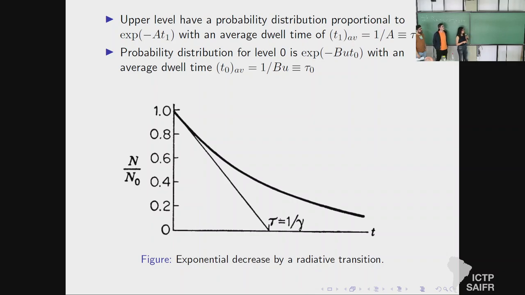So in the limit of a weak field, for the excited state, the only process that contributes to the decay is the spontaneous emission, so the decay is written in this form. And if we average over time, we obtain that the dwell time, which is the time the atom remains in a state, is given by the inverse of the Einstein coefficient. We have a similar result for the ground state.